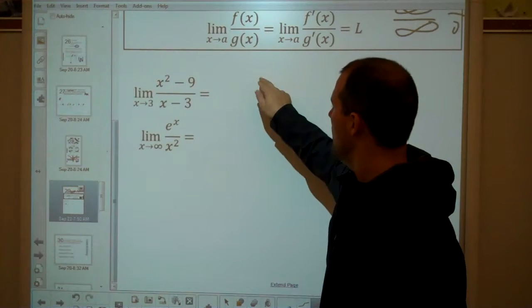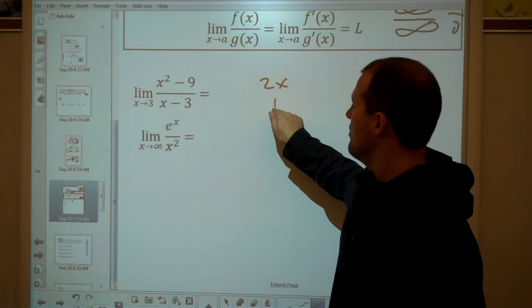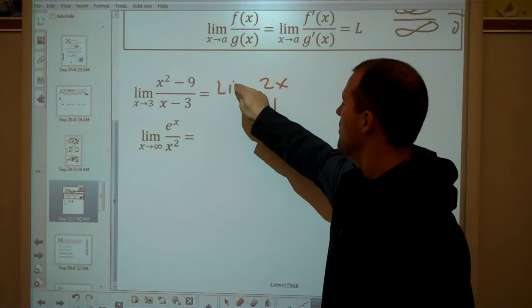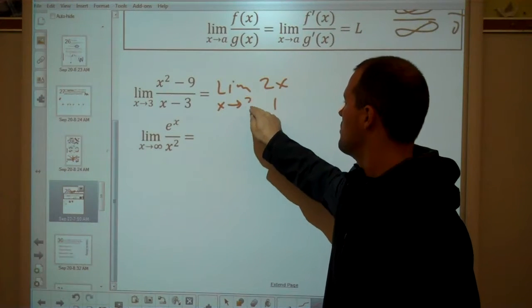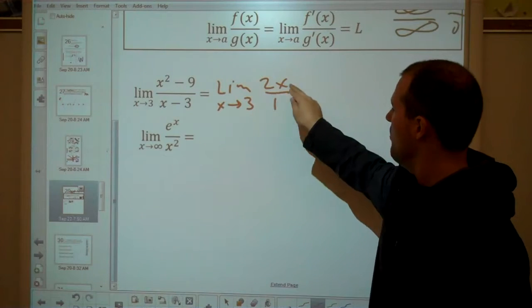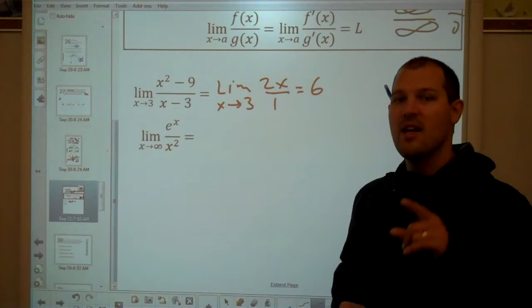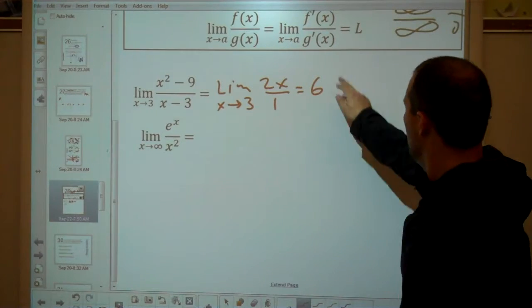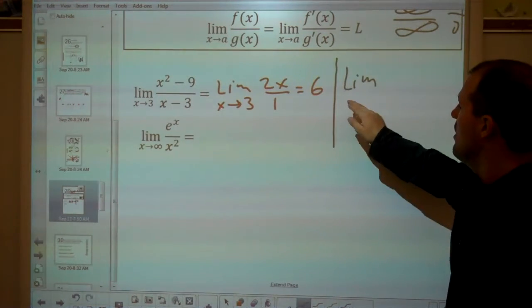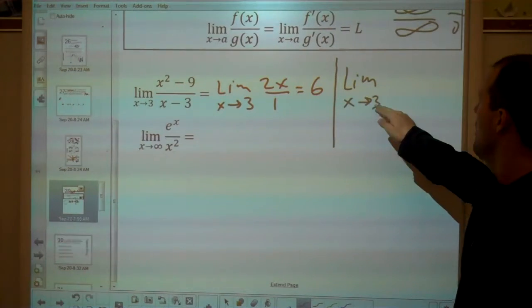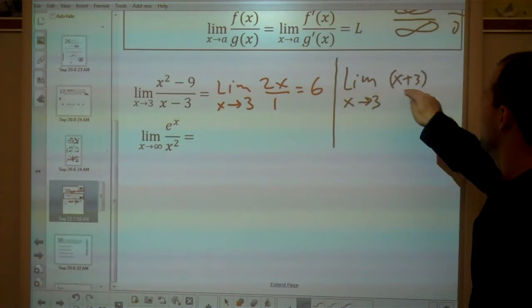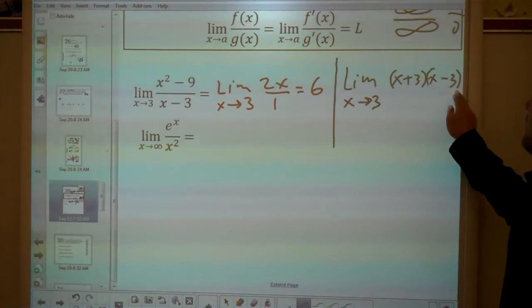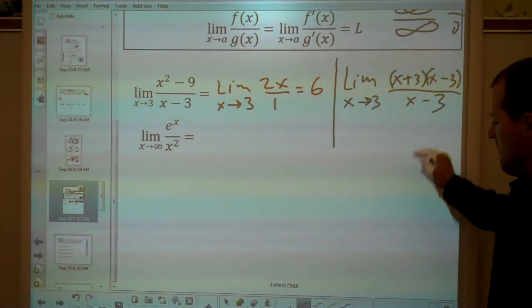Okay, so L'Hopital's rule is why this turns into a 2x, that turns into a 1, and then we get limit as x approaches 3 of 2x over 1. When you plug in the 3, you get 6. Let's verify that with our old school analytic method where we factored. So that would look like limit as x approaches 3 of x plus 3 times the quantity x minus 3 over x minus 3.